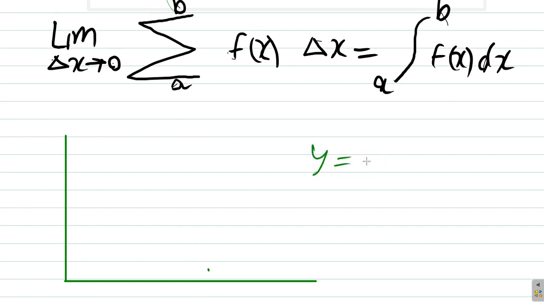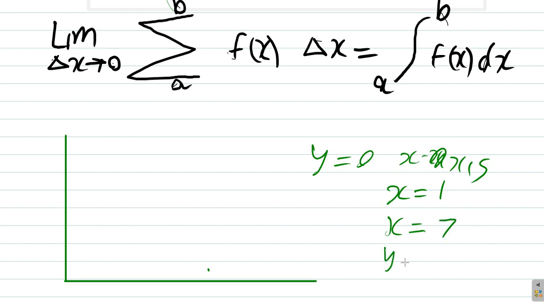Y equals 0, which is the x-axis, right? The boundaries are the x-axis, x equals 1, x equals 7, and y equals, let's say, 5. Suppose that is the case. Let's just do a little sketch of it first to see what it would look like.